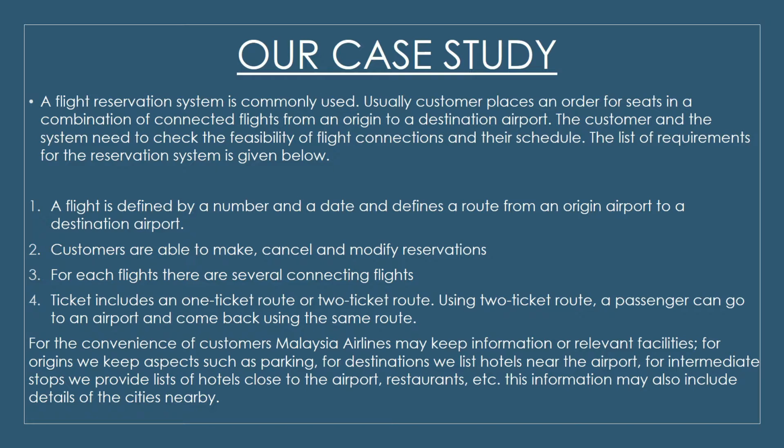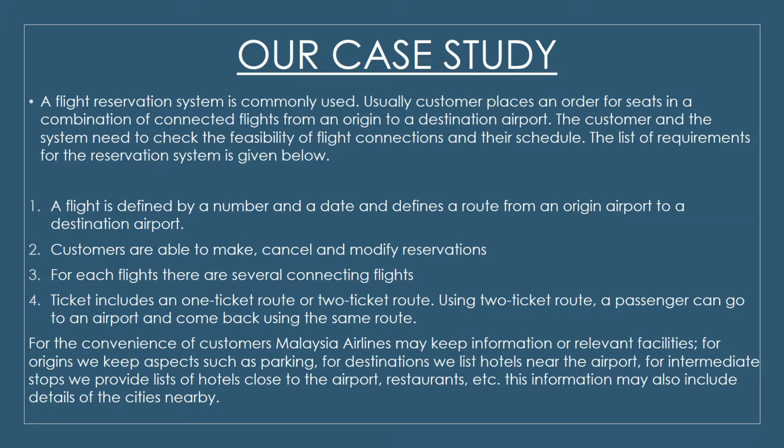First, a flight is defined by a number and a date and defines a route from an origin airport to a destination airport. Second, customers are able to make, cancel, and modify reservation. Third, for each flight, there are several connecting flights. Fourth, tickets include a one ticket route or two ticket route. Using two ticket route, a passenger can go to an airport and come back using the same route.